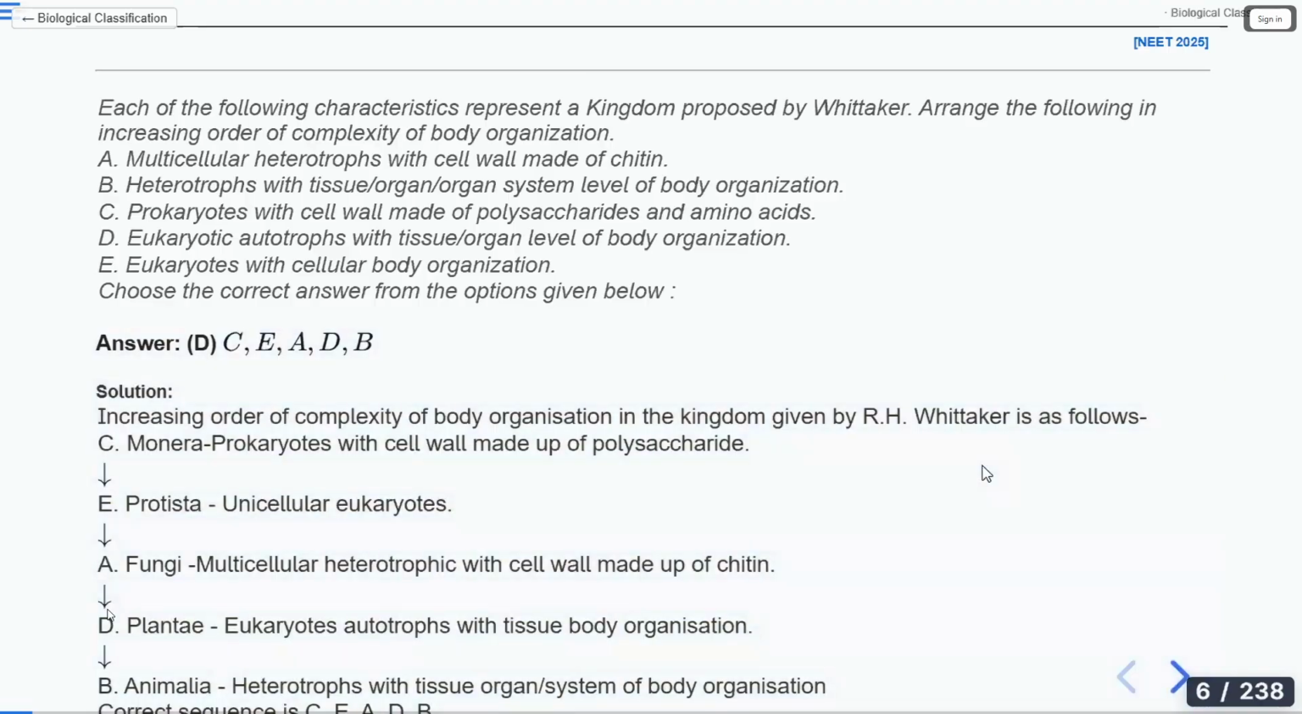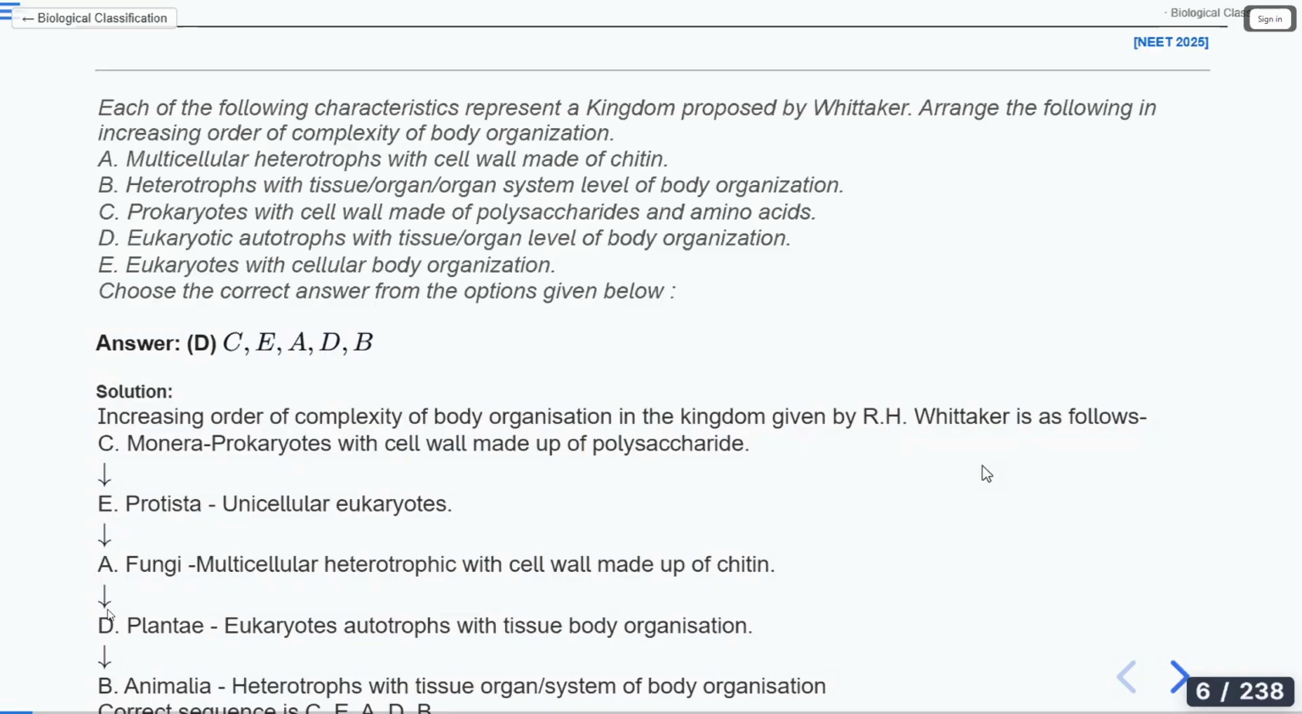So how come option D is the correct answer? First, Monera will come. Monera consists of prokaryotes with cell wall which is made up of polysaccharides. Then Protista. Protista is having only unicellular eukaryotes. Then fungi. It is having multicellular heterotrophs with cell wall which is made up of chitin. So you can see the cell wall made up of chitin in fungi.